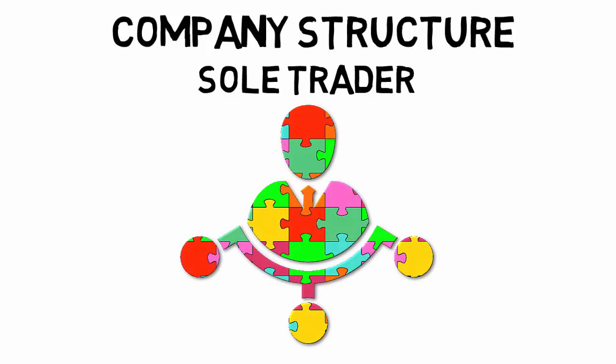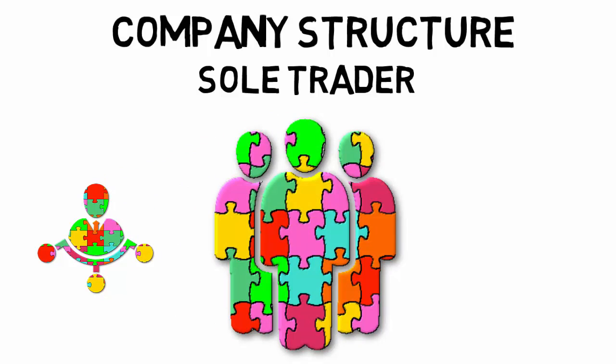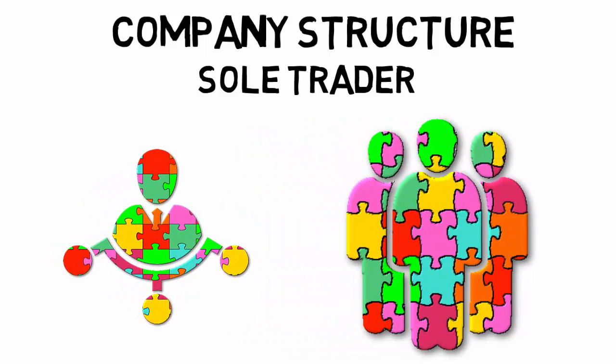Sole trader. The most basic structure is the sole trader or proprietorship, which usually involves just one person who owns and operates the business. You have complete control over your business and make all the decisions. If you decide to start your business as a sole trader, but later decide to take on partners, you can reorganize as a partnership or other entity.